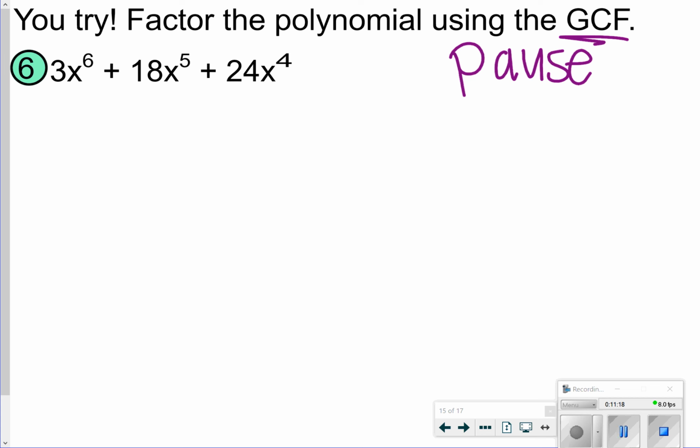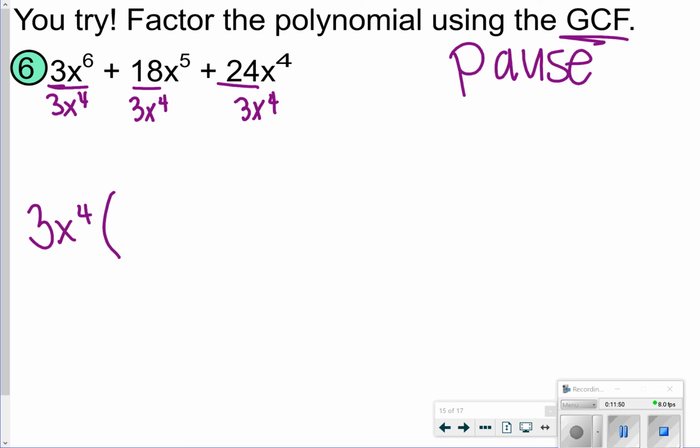Alright, so what I noticed about all these numbers, 3, 18, and 24, is they all have the number 3 in common. Then I looked at my variables. I have x to the 6th, x to the 5th, x to the 4th. Noticing that the greatest power that can go into all three of these is x to the 4th. So my GCF is 3x to the 4th. Now I'm ready to go ahead and divide everything by 3x to the 4th.